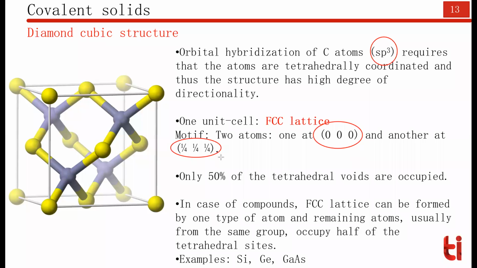Out of the total available tetrahedral sites, only half of them are occupied. We know in a unit cell we have 8 tetrahedral sites, and in the diamond cubic structure only 4 of them are occupied, so our occupancy is 50%.